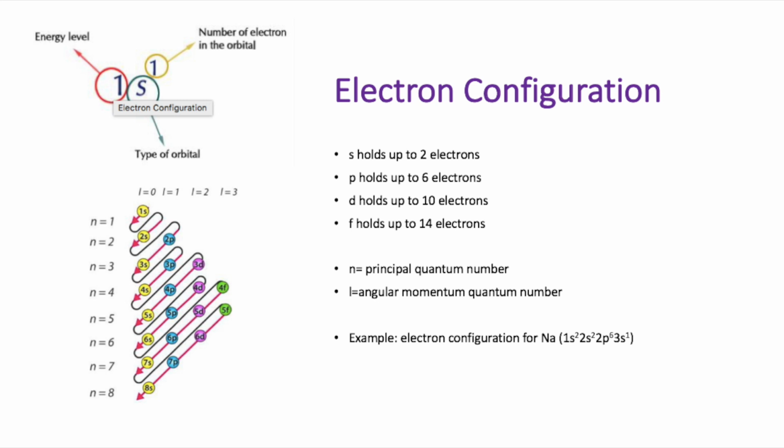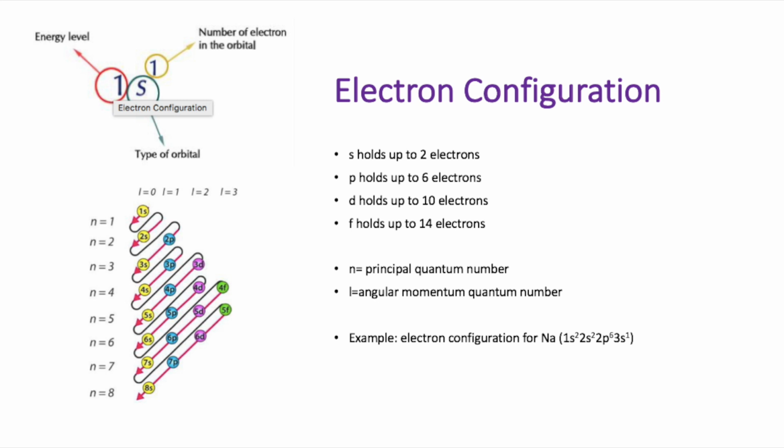The angular momentum quantum number, which is l, determines the shape of the electron's orbital. l ranges in values from 0 to n minus 1. The second picture shows the path when trying to figure out the electron configuration of an atom or molecule.